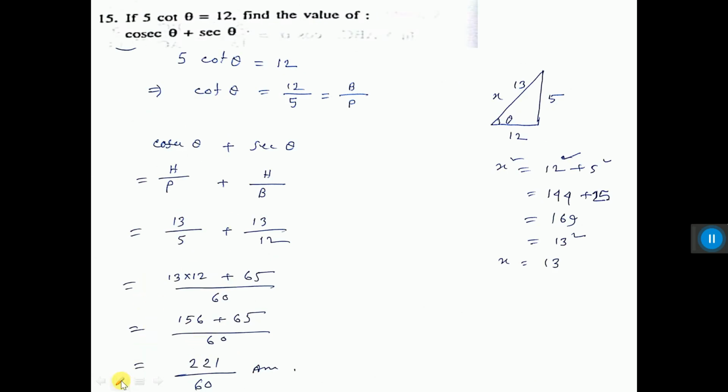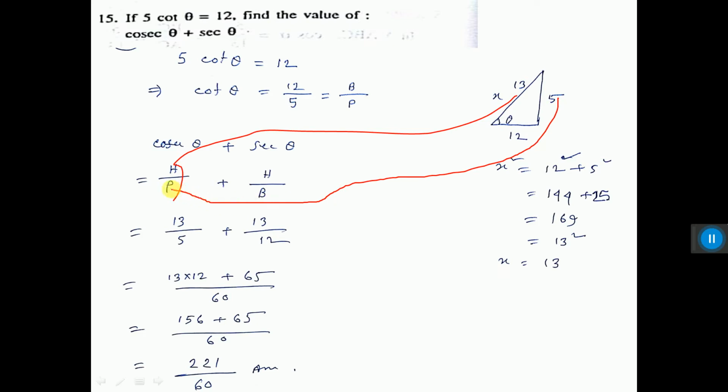See this one: cosec is hypotenuse by perpendicular, sec is hypotenuse by base. So put the hypotenuse value here, and perpendicular is 5, put the perpendicular value here. Like this you will get this and put it there and do the calculation. 5 and 12, that is 60. So 12 into 13 here, 5 into 13 here. Then do the calculation and get the answer.